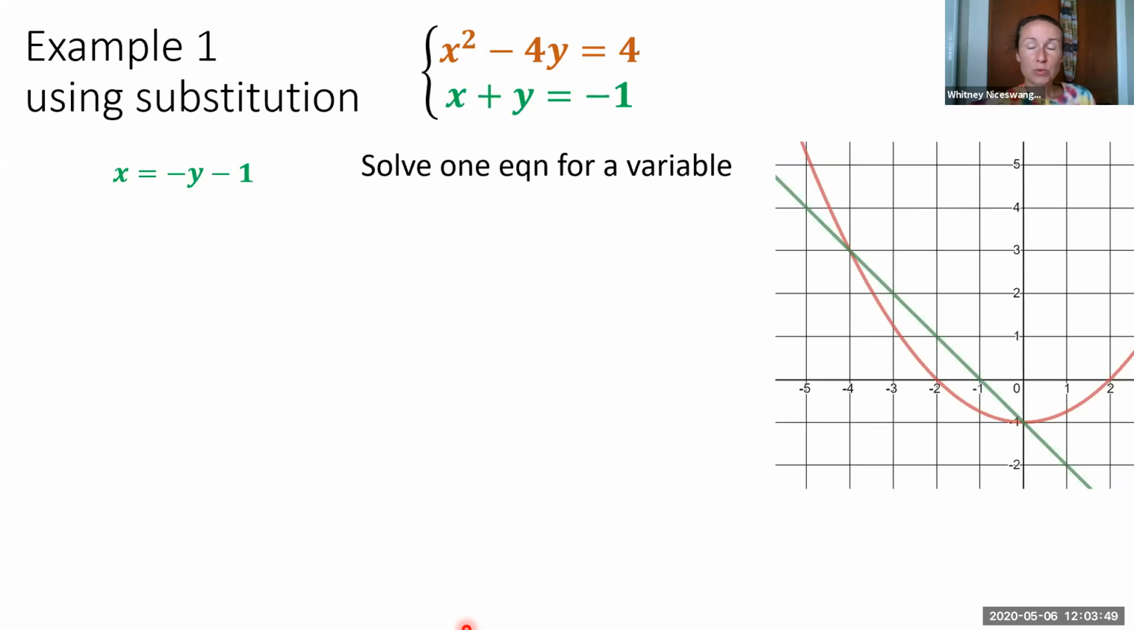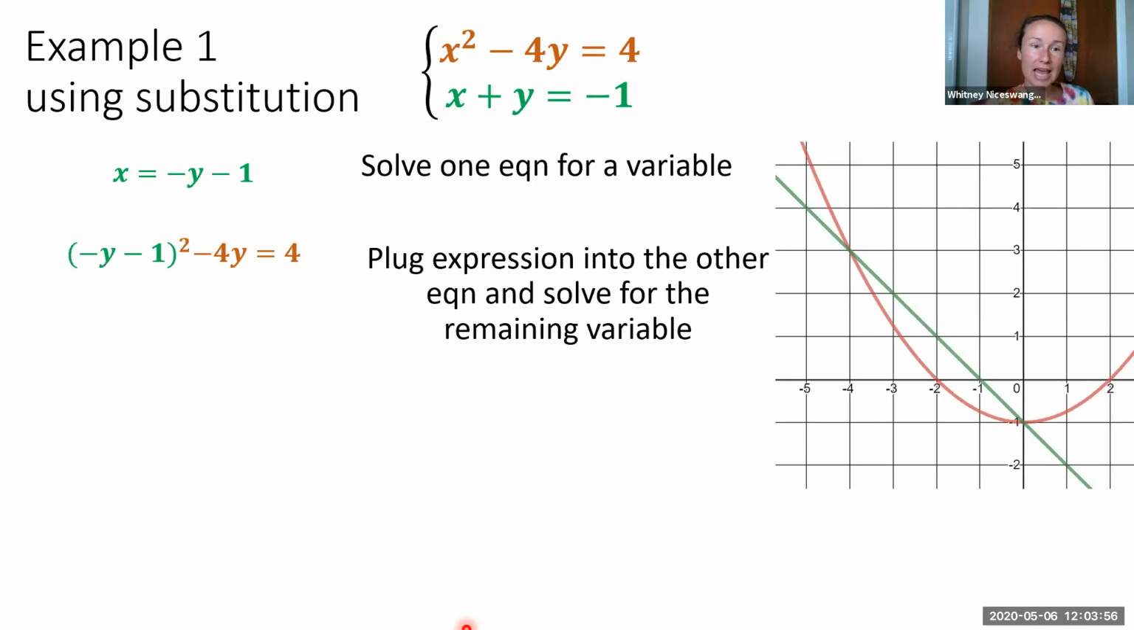Okay. So we're going to solve for x, and we get that x equals -y minus 1. I'm going to plug that into the other equation. So I know that x is -y minus 1 based on the second equation. Now, since x is -y minus 1, I'm going to replace the x in my first equation with -y minus 1. So I take my first equation, and where it used to have an x, I put the -y minus 1. That's the substitution step.